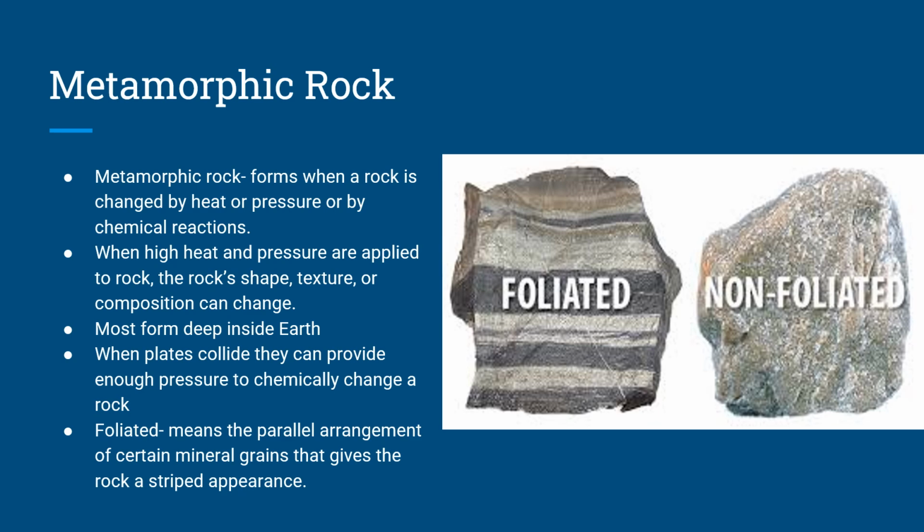So explain the basic difference between igneous and metamorphic rock. So igneous rock is made from the cooling magma or lava, whereas metamorphic rock is old rock, which is changed by pressure and heat.